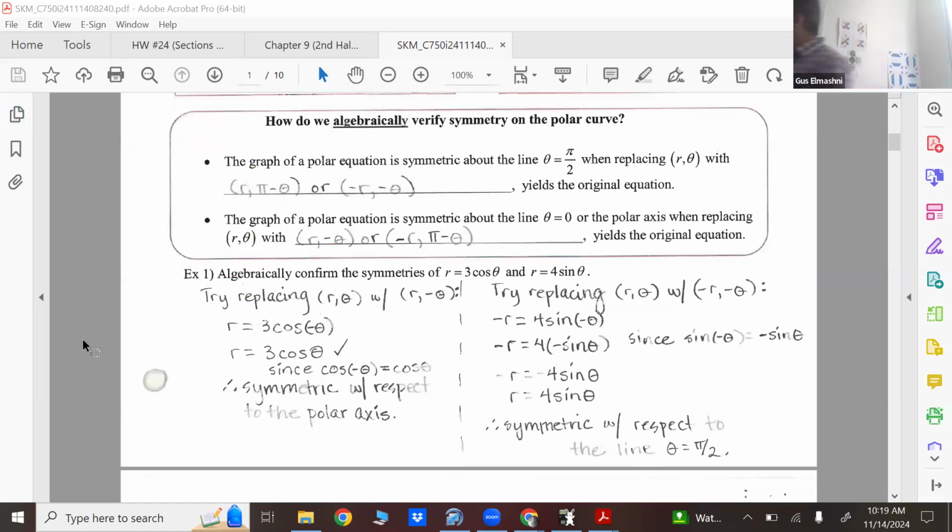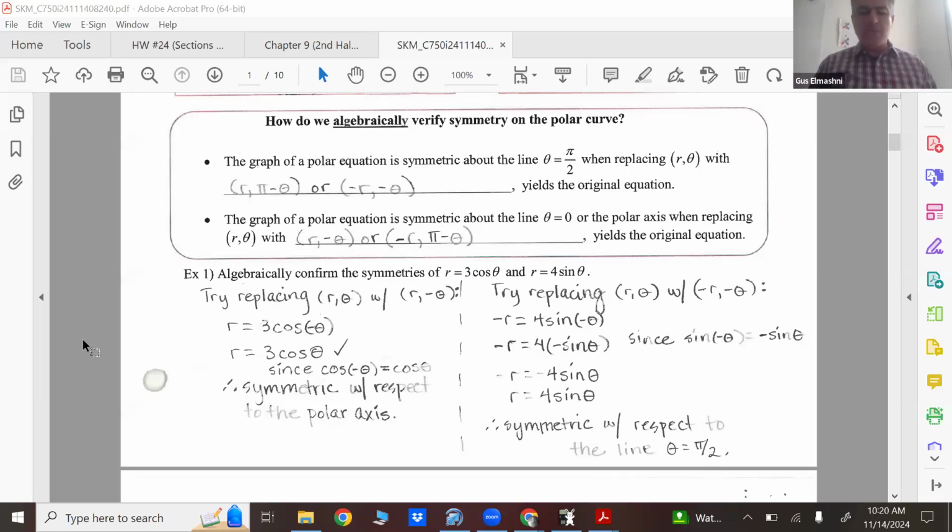Correct. So you may want to update your notes in this part as well. In order to prove symmetry about pi over 2, replace r and theta with negative r and negative theta, and you should get the same equation. Or you can replace theta with pi minus theta and r with r, and you should still get the same equation. If you actually wanted to prove that symmetry using pi minus theta, you can use the difference formulas. Likewise over here, if you replace theta with negative theta and keep the same r, or if you replace theta with pi minus theta and r with negative r, you'll still get the same equation, guaranteeing the symmetry about theta equals 0. Theta equals 0 is the horizontal axis.